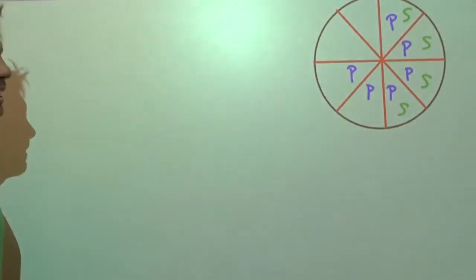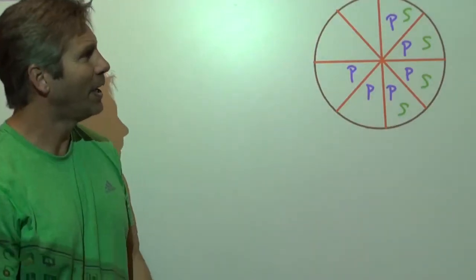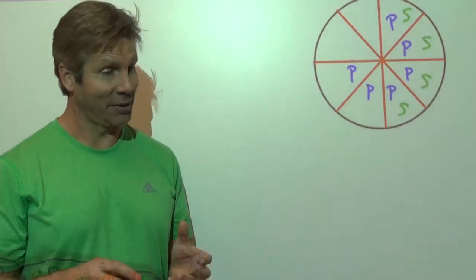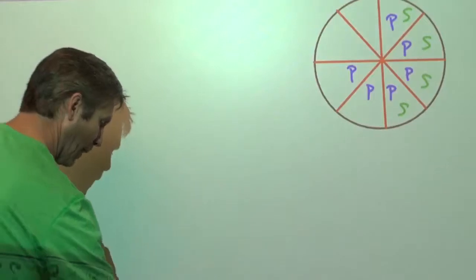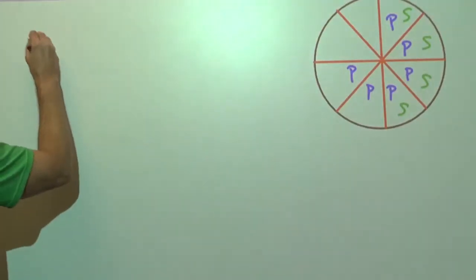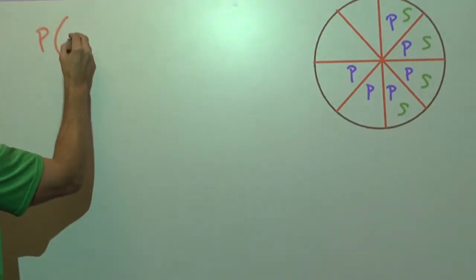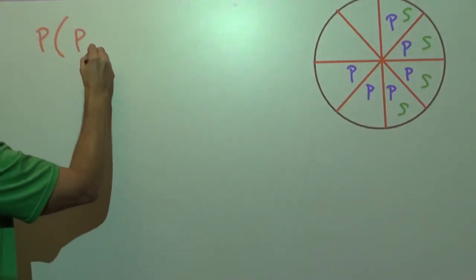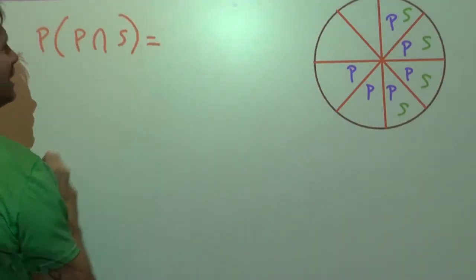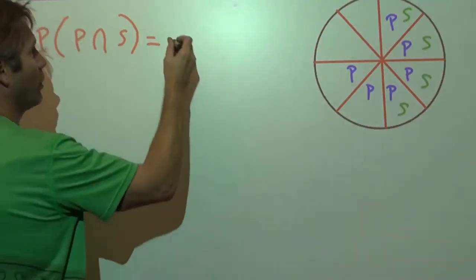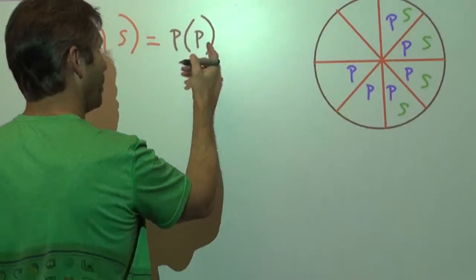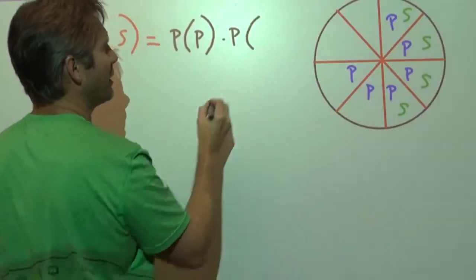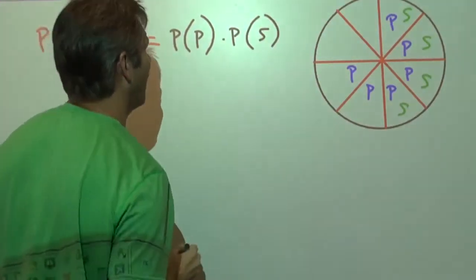And you look at that thing, and before you take it home, you say, I wonder if the two events, getting a piece with pepperoni and getting a piece with sausage, are independent of one another. Well, let's investigate. Our first test is that the probability of getting a piece with pepperoni and sausage should equal the probability that any one piece has pepperoni times the probability that any one piece has sausage.